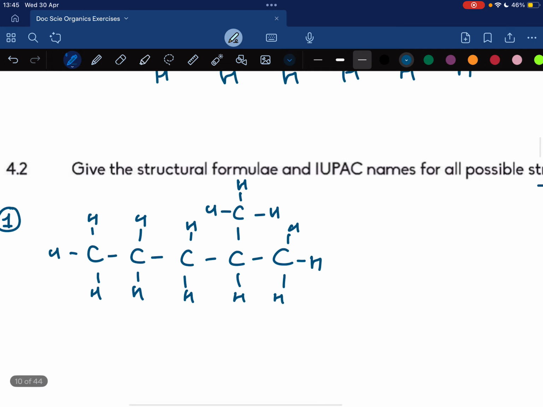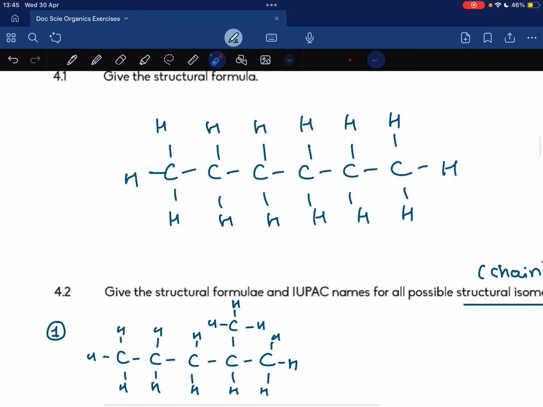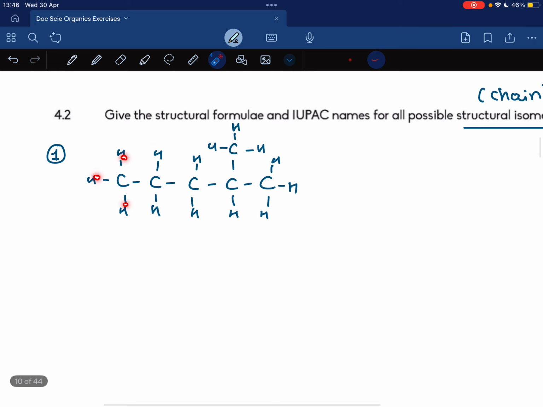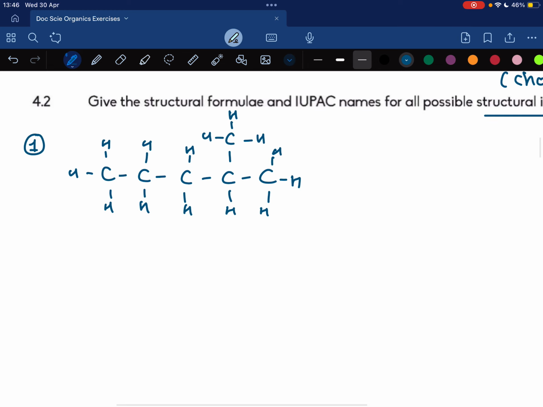Double check. So 1, 2, 3, 4, 5, 6, and we need, I think it's going to be 14, because it'll be 6 times 2, which is 12, plus 2, which is 14. So it's 1, 2, 3, 4, 5, 6, 7, 8, 9, 10, 11, 12, 13, 14. So I'm happy with that. I'll give the name, which is going to be 2-methylpentane.